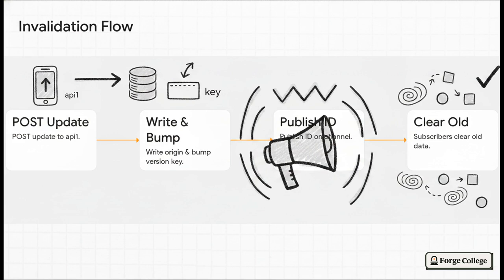And step 4, all the listening subscribers, like API 2, hear that message on the channel and immediately clear out their old version data. Boom. The old data is gone, the new version is set, and the entire system remains perfectly synchronized.